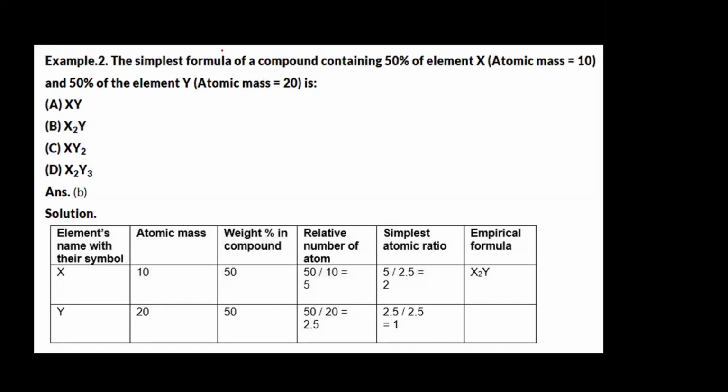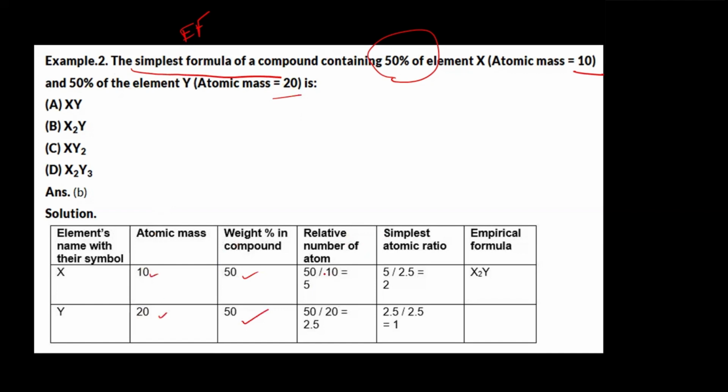Another question. You have to find the simplest formula. What do you mean by simplest formula, guys? Yes, it is the empirical formula. Here you have to find the empirical formula of a compound containing 50% of the element X. The elements X and Y are not named, but their atomic masses and percentages are given. So convert the percentage into grams, with the atomic mass also given.